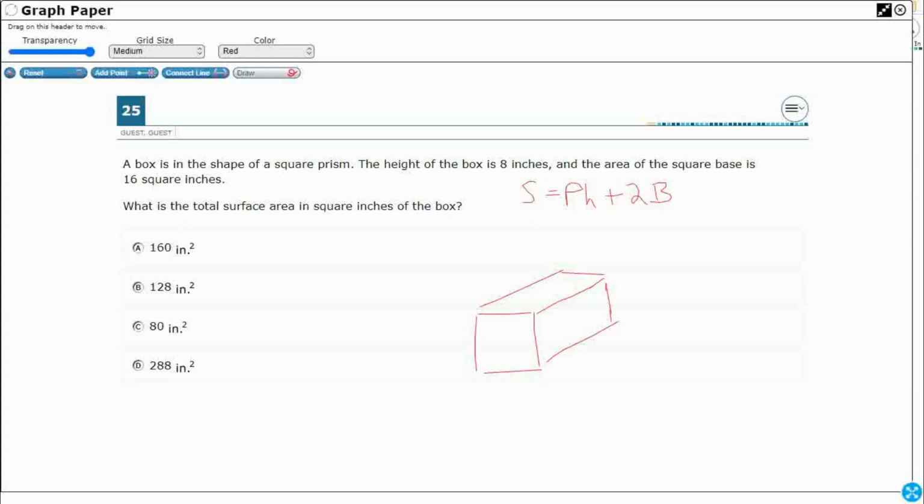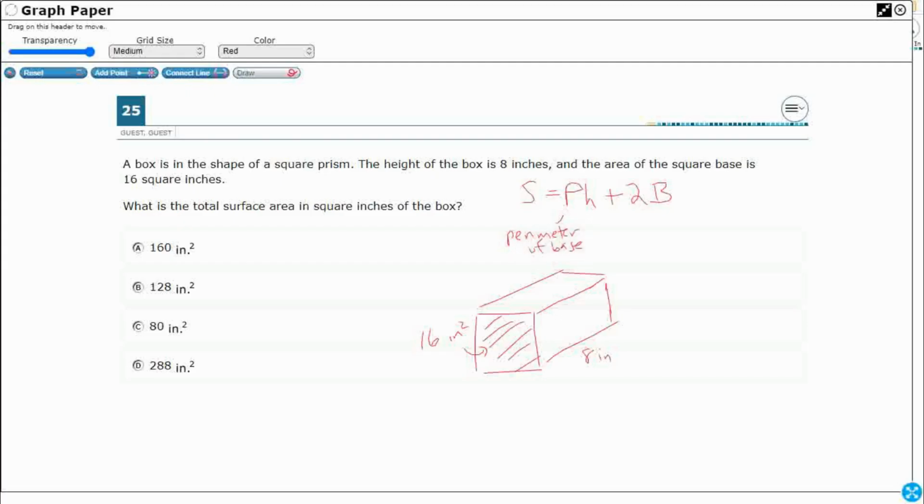So what do we know about this? The height of the box is 8 inches, so I'm going to call this 8 inches right here. And then the area of the square base there is 16 square inches, right? So that's my area. So the total surface area means I need this P. Okay, so that's the perimeter. This means the perimeter of the base. I don't know the perimeter of the base.